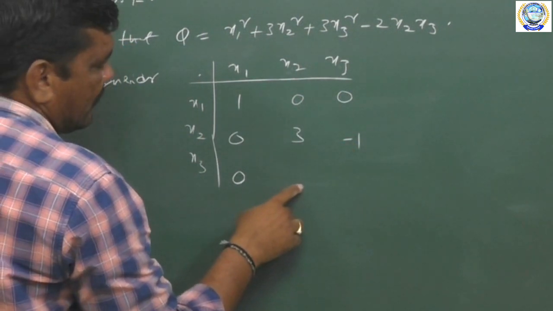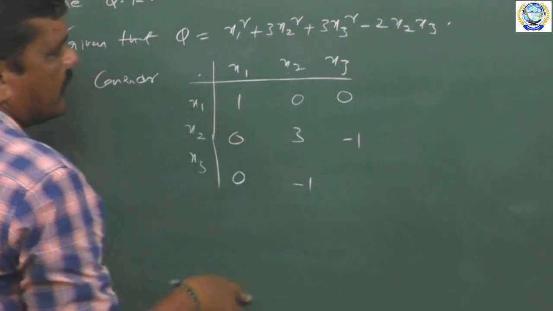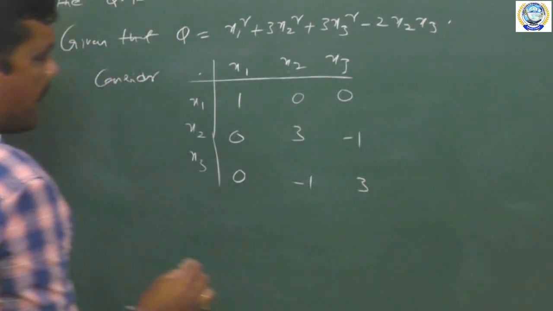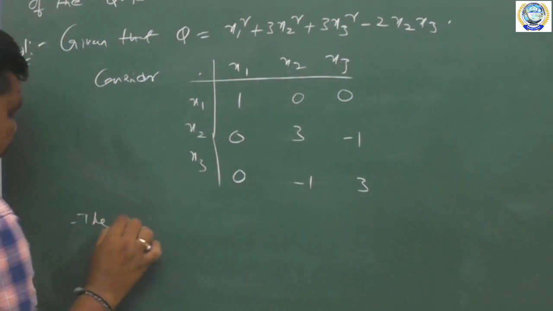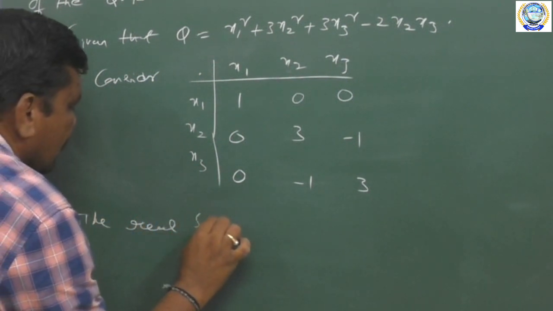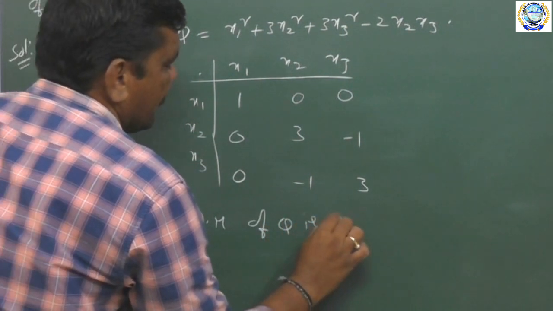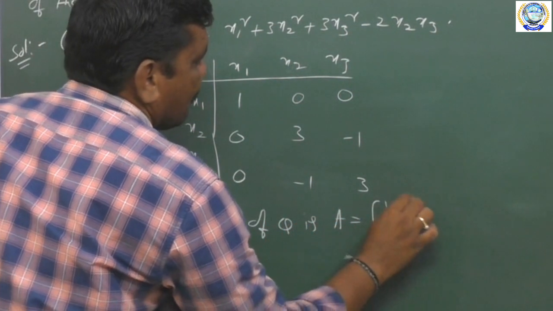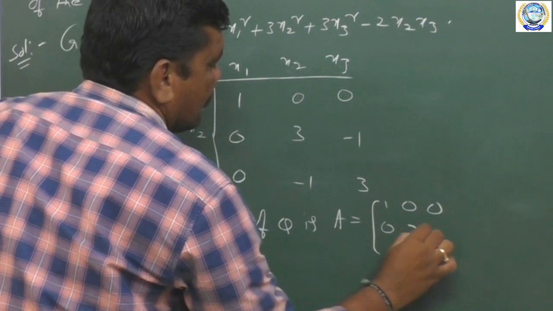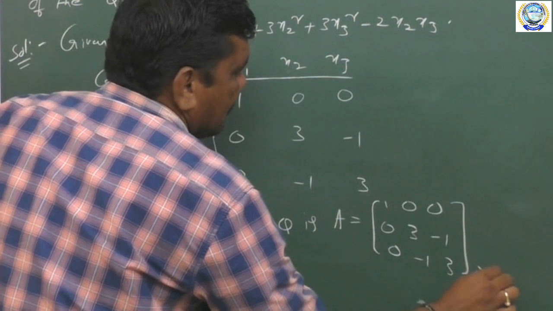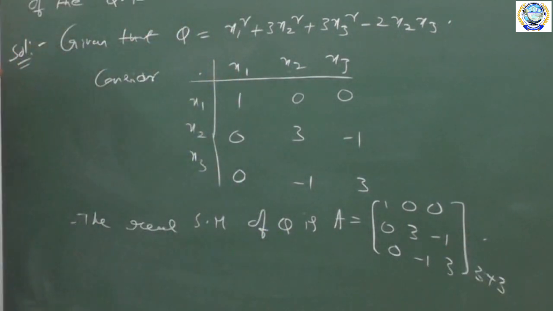It is also the coefficient of x2, x3, that is minus 1. Here the coefficient of x3 square is 3. Therefore, the real symmetric matrix of Q is A is equal to 1, 0, 0, 0, 3, minus 1, 0, minus 1, 3. It is of order 3.